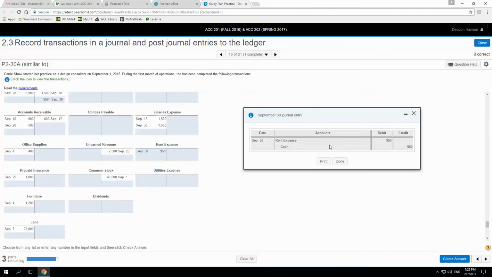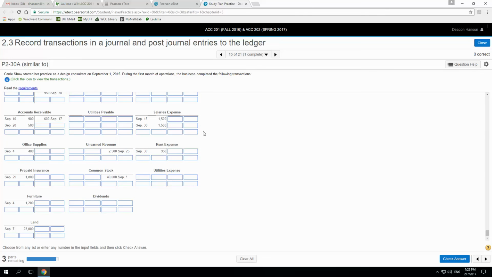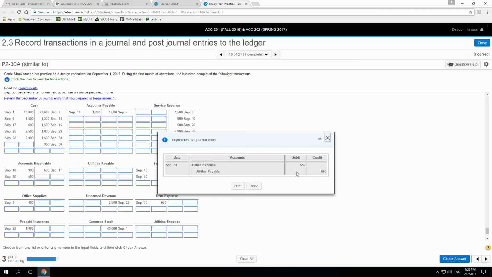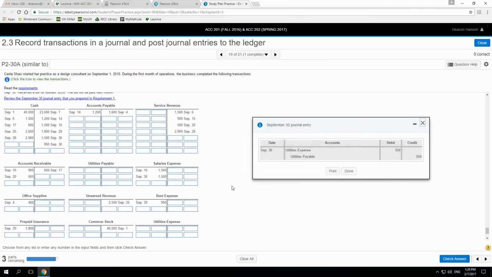I think we have one more after this, and it's going to be that dividend, I believe. Let's see. Oh, I think we have a couple more. Okay, utilities expense, debit $550. And credit cash, or accounts payable, I'm sorry, $550. Yeah, I made a mistake. Good catch, Titus. It's not accounts payable either. It's supposed to be utilities payable here, right? Good, you guys are watching.